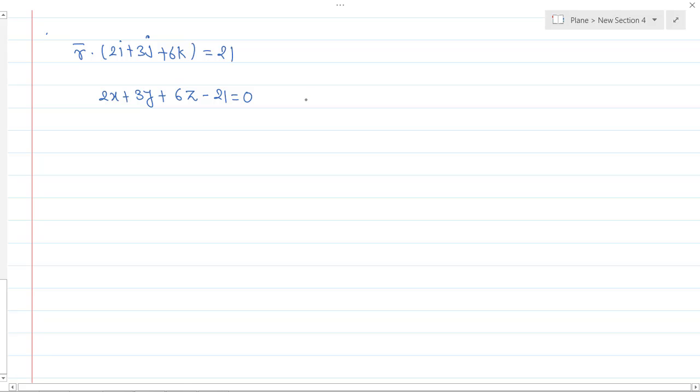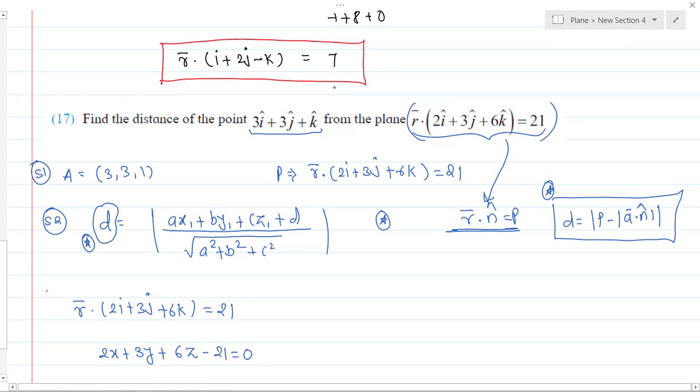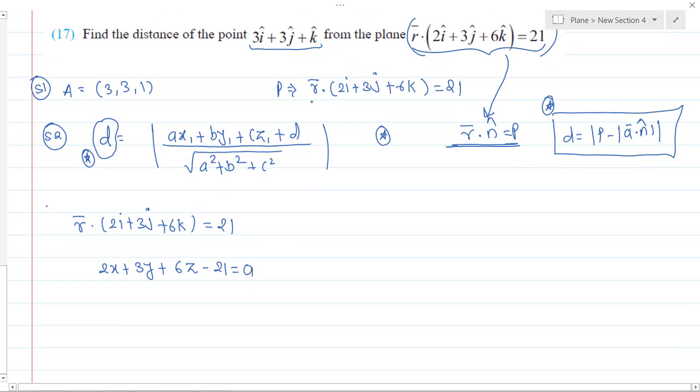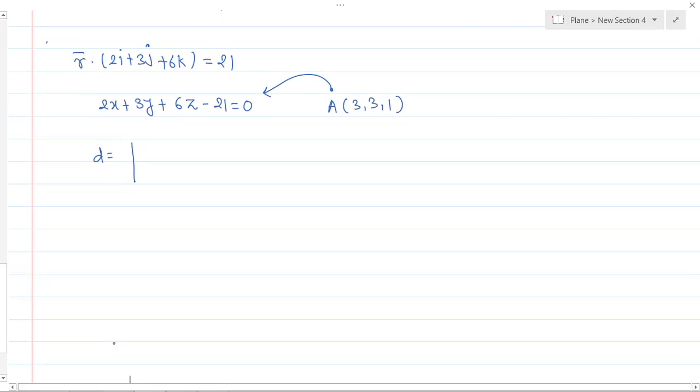And the point they have given is nothing but 3 comma 3 comma 1. Okay, the point A is in bracket 3 comma 3 comma 1. Now I want to find the distance of this point from this plane. So that distance d is equal to, what will it be now? It's ax1 plus by1 plus cz1.